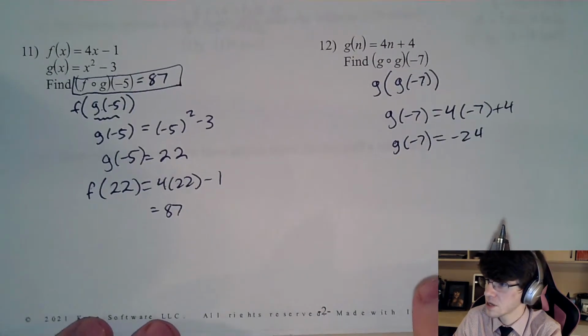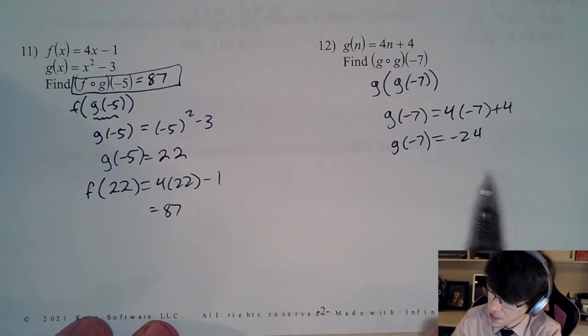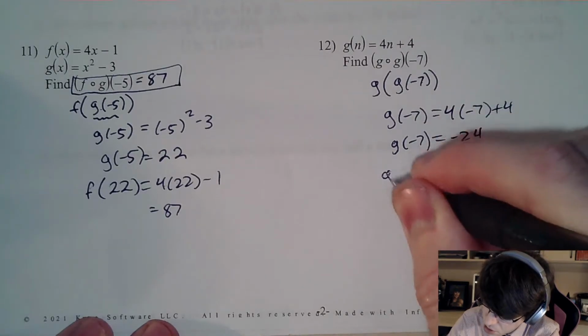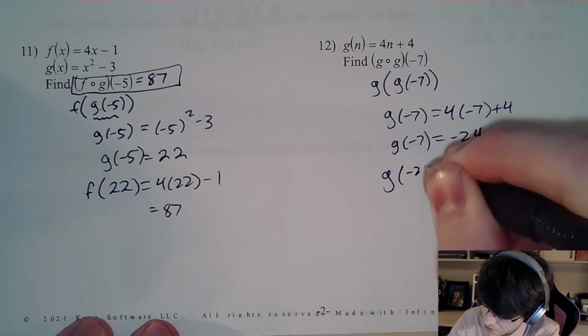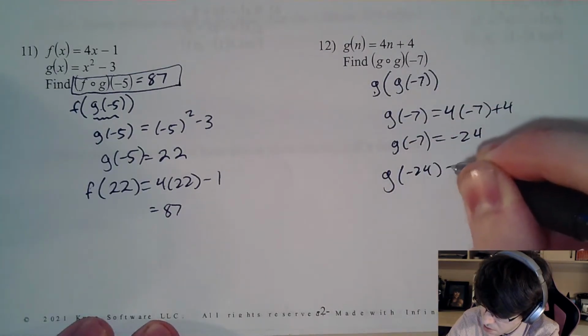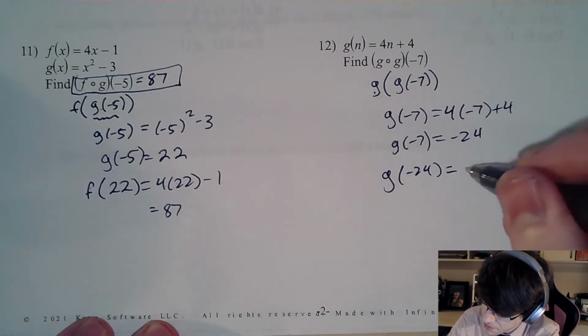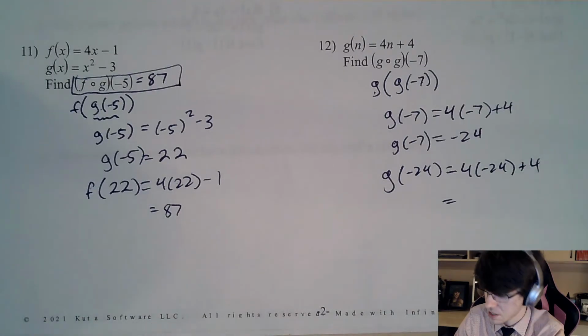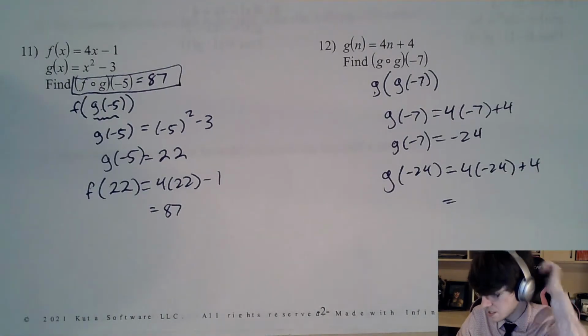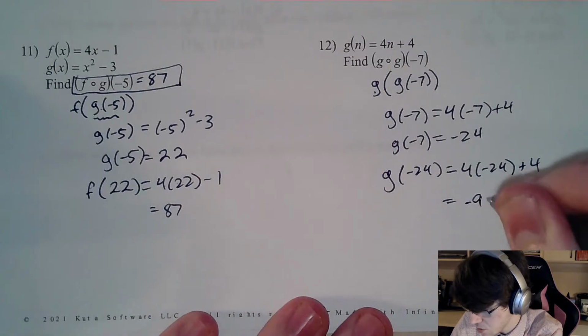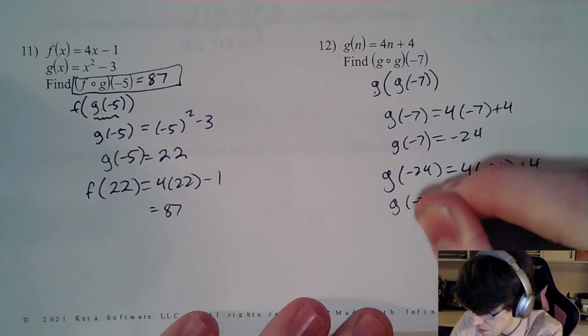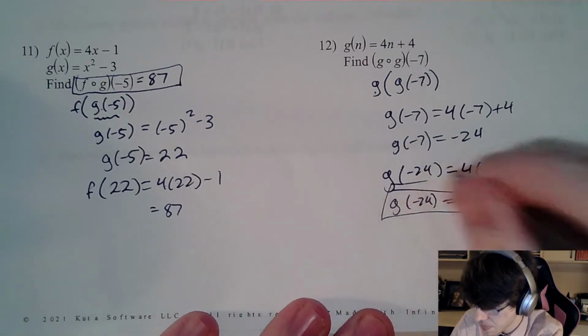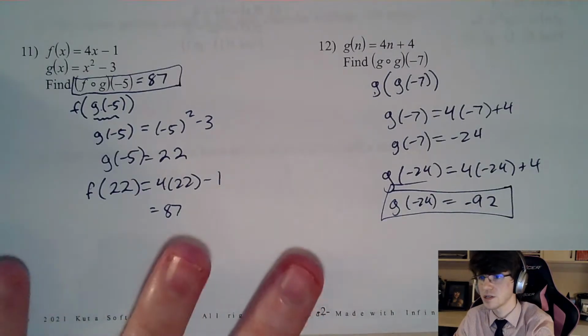But the question doesn't want that. It wants us to plug g of negative 7 back in. So g of negative 24, because we're bringing this g down, equals 4 times negative 24 plus 4. Oh, that's going to be 4 times negative 24, negative 96, and 4 is negative 92. Beautiful. Let's move on to the next page.